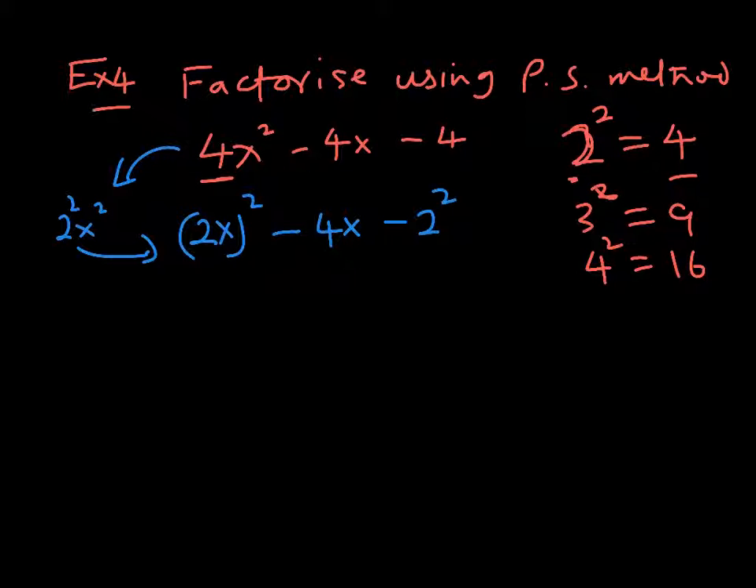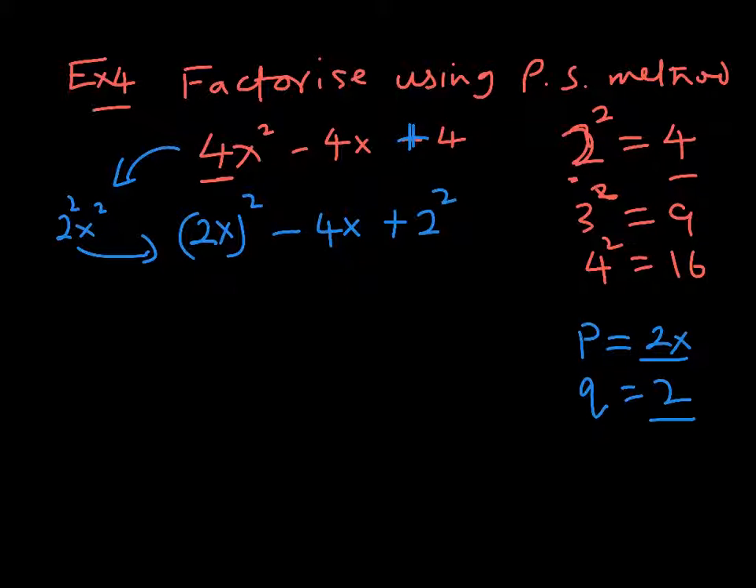So now what is our p? Our p here is 2x, isn't it? What is our q? Our q here is 2, isn't it? Sorry, this sign is a positive sign, it's not a negative sign. Sorry for that error. So (2x) squared minus 4x plus 2 squared. We see that our p is 2x and our q is 2.